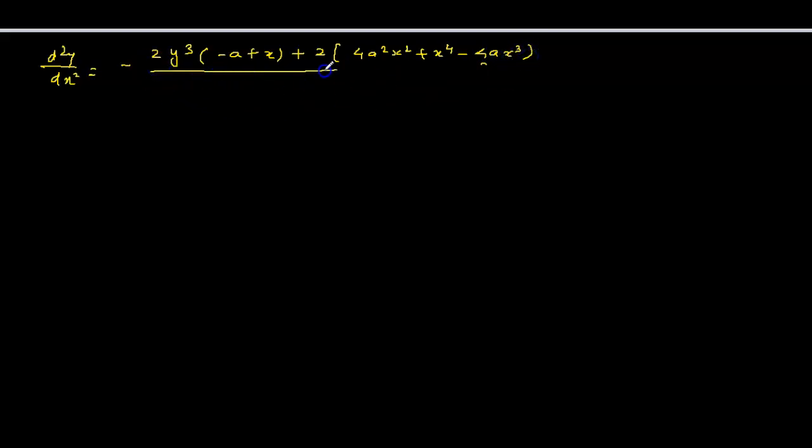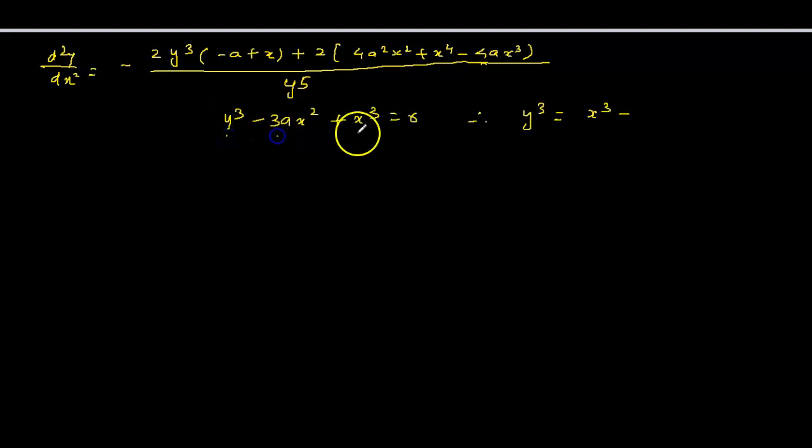divided by this y to the power of 5. So we know now that the question is given: y to the power of 3 minus 3a x square plus x cube is equal to 0. So by this you can find the value of y cube here, 3a x square minus x cube.